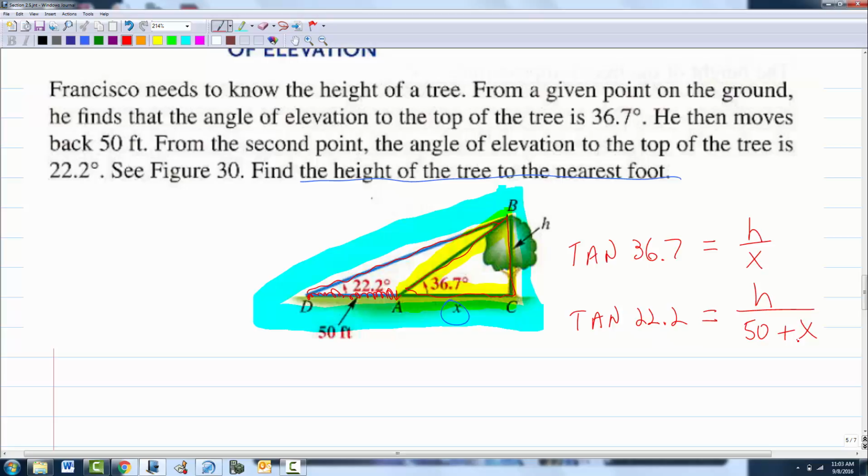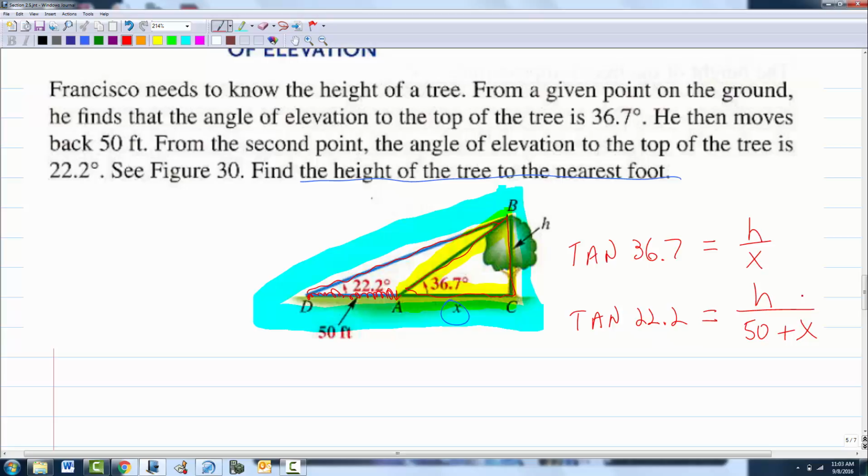So, all right, I'm going to look at his first triangle. H and X are opposite and adjacent, so that's tangent. Then the same thing with the blue triangle. It's tangent. Now what? Well, I'm going to talk about a class you never took, which is Algebra 2. This is an Algebra 2 concept where I have two equations with two variables. What can you do when you have two equations but you have two variables? It's actually substitution or elimination.